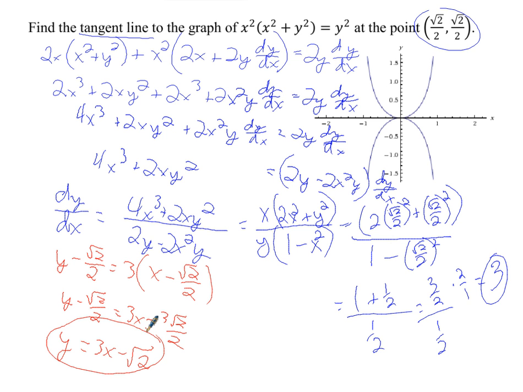Yes, the directions don't say put it in slope-intercept form, but the answer from here to here becomes much simpler when you do. And that's why we did. It'll have slope-intercept form in the back of the book.